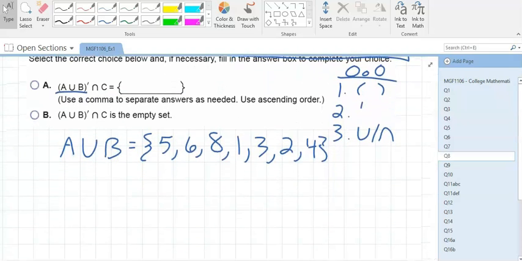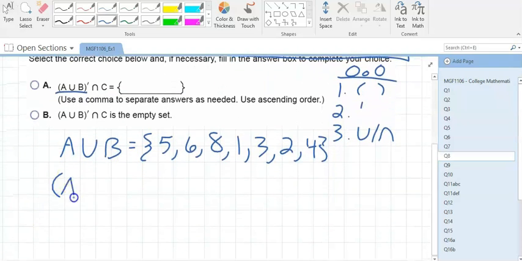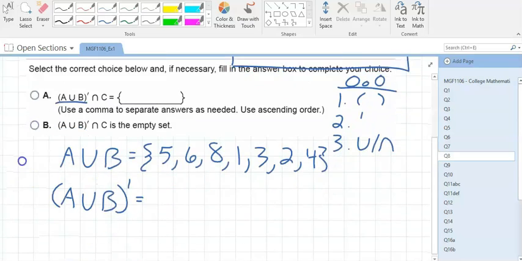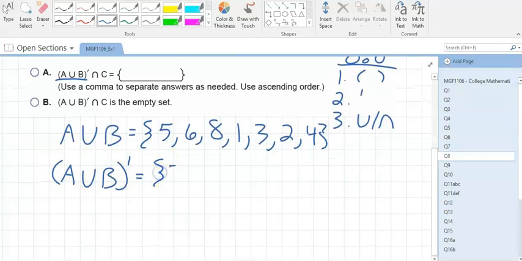So now we've taken care of our parenthesis. So now we work on the outside. We're going to take care of the complement on the outside now. So I need all the numbers we didn't list. So who is that? 7 and 9. That's what the complement is. Give me everybody else. So there's our complement of the union.